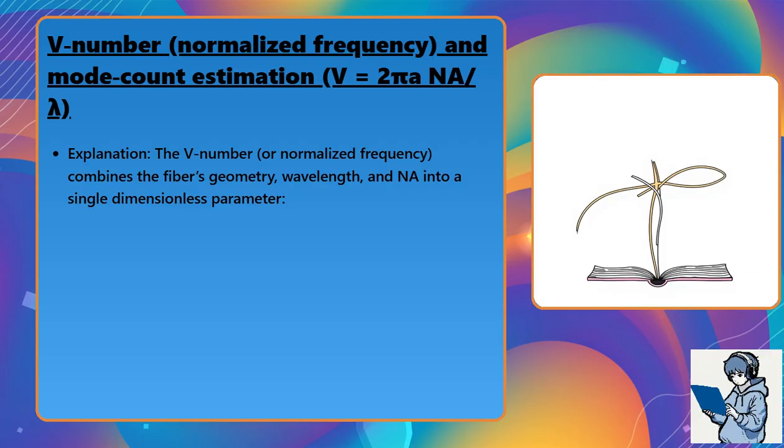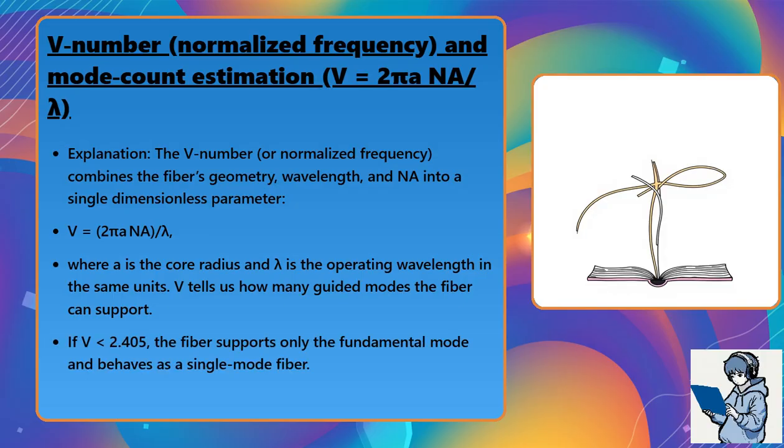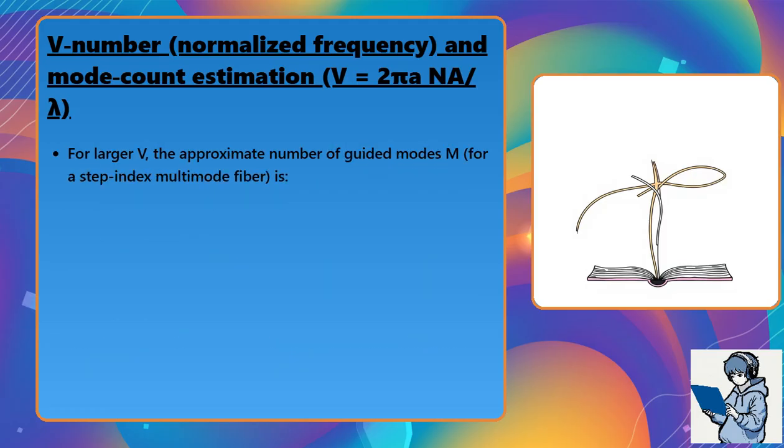Explanation: the V number, or normalized frequency, combines the fiber's geometry, wavelength, and NA into a single dimensionless parameter. V = 2πa·NA/λ, where a is the core radius and λ is the operating wavelength in the same units. V tells us how many guided modes the fiber can support. If V is less than 2.405, the fiber supports only the fundamental mode and behaves as a single mode fiber. For larger V, the approximate number of guided modes M for a step index multimode fiber is M ≈ V²/2.